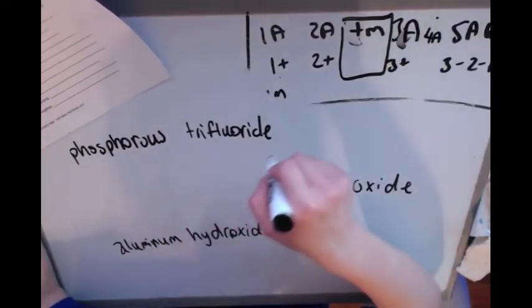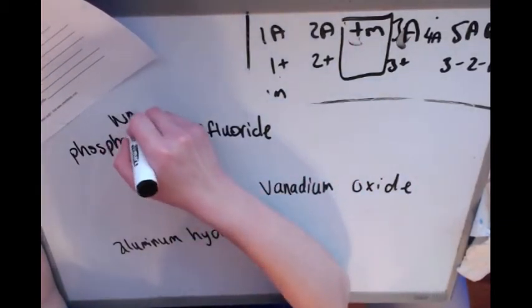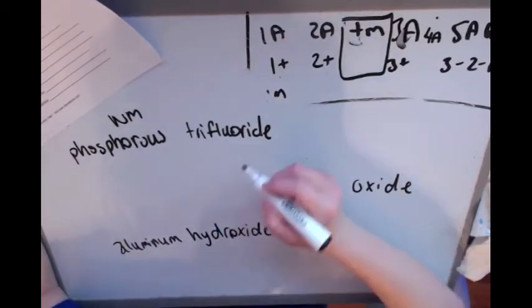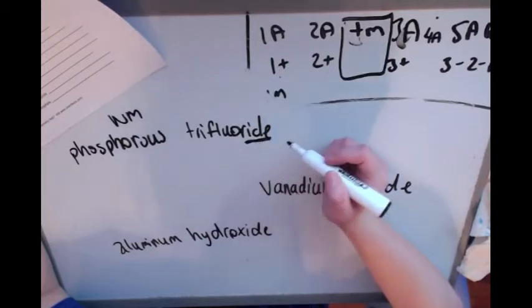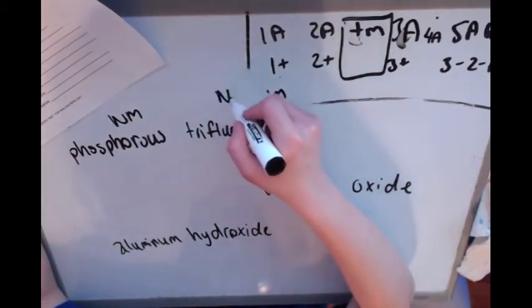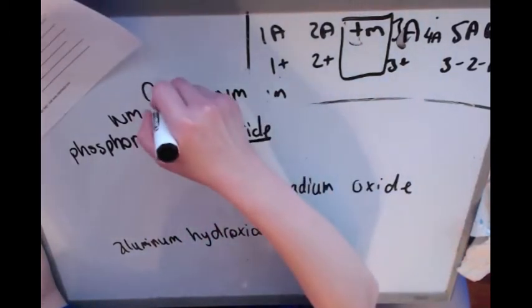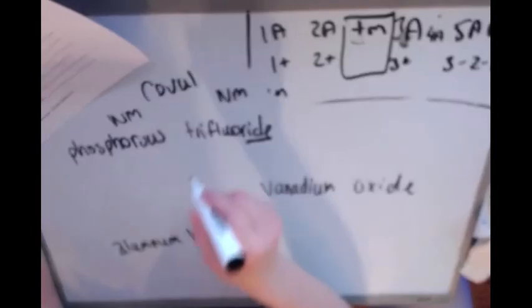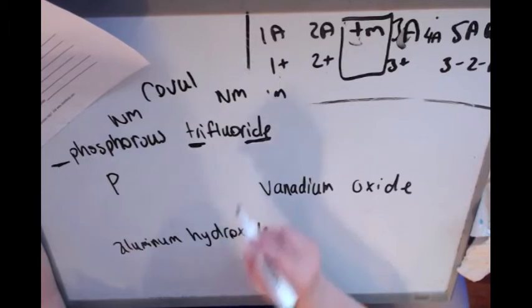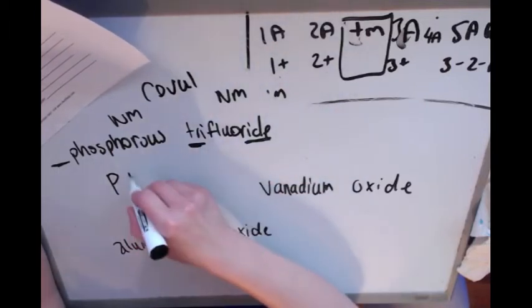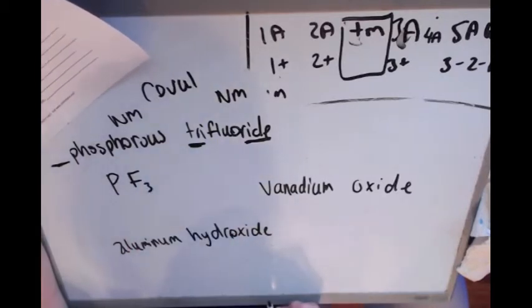Alright, so for phosphorus trifluoride, phosphorus, that is a nonmetal. It's in column 5A. And fluorine, notice that the fluorine turned into fluoride because it's on the rightmost. Fluorine is also a nonmetal in column 7A. So nonmetal plus nonmetal gives you a covalent compound. So that's why you have the prefixes. There's no prefix here, so it's just 1 phosphorus, and then there's 3 fluorine for the tri. And that's how you write that.